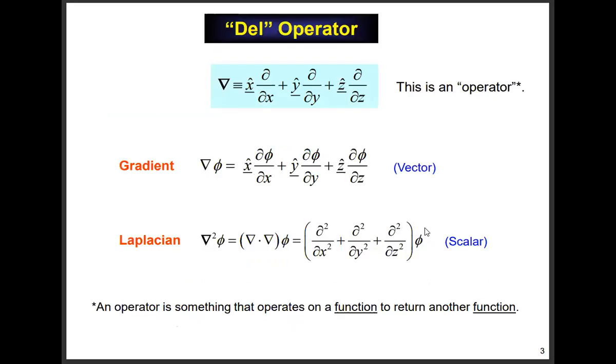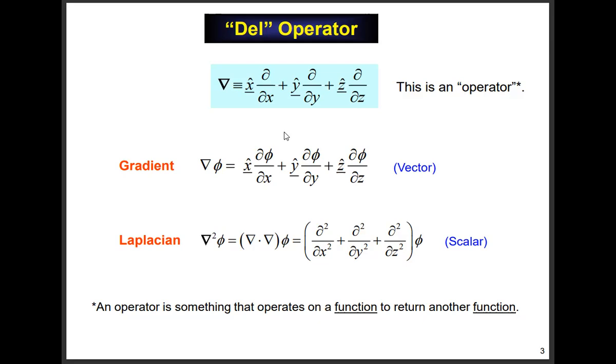Okay. Anyway, so let's review the del operator. The del operator is defined in rectangular coordinates. This is the definition symbol, remember? It's defined to be x hat partial x plus y hat partial y plus z hat partial z. Now, you probably are familiar with the term operator, but there's a footnote here. An operator is something that operates on a function to return another function. In other words, an operator doesn't have a value by itself. An operator operates on a function to return a function, right?